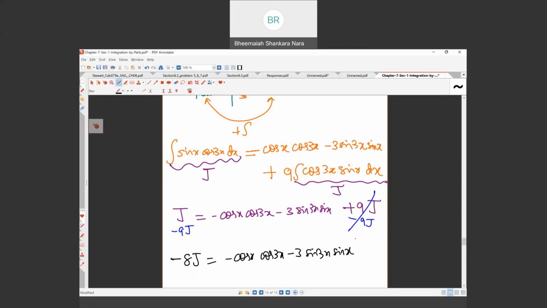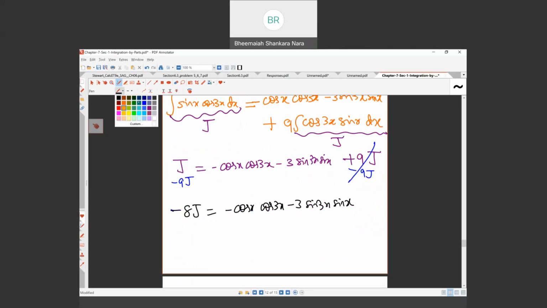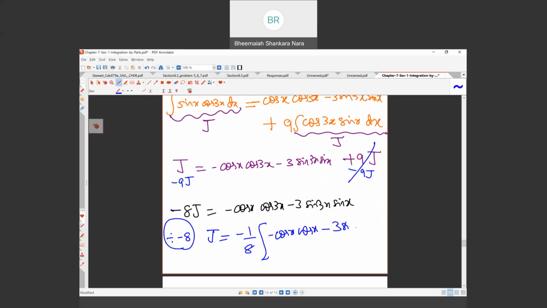You want to find the integral j. That was the question. Integral of sin x cosine 3x was renamed as integral j. So divide by negative 8 on both sides. So you have j equals negative 1/8 times negative cosine x cosine 3x, negative 3 sin x sin 3x, and then you have a constant of integration plus c. And j was the integral we had to find, which was integral sin x cosine 3x dx.